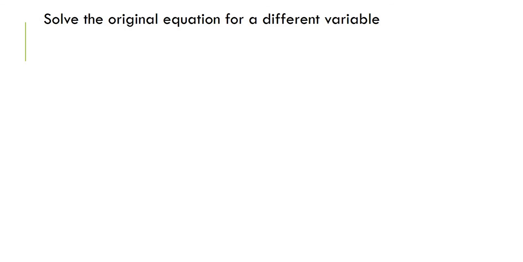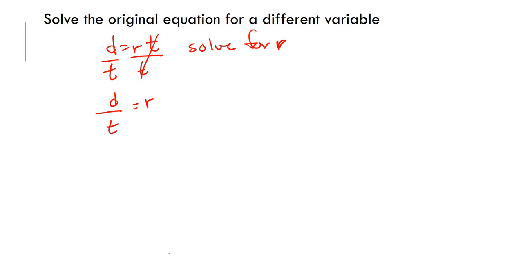The last thing we're going to look at is solving an original equation for a different variable. So if I give you an equation like distance equals rate times time, and I want to solve for r, that means I want to isolate the r. So to get r by itself, I'm going to divide by t. Divide both sides by t. And that will give me r equals d over t. So that's all you have to do.